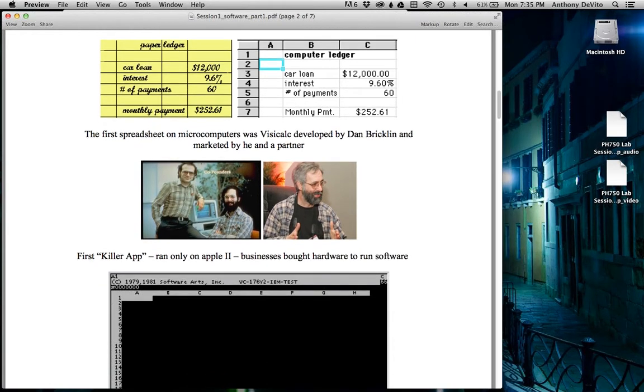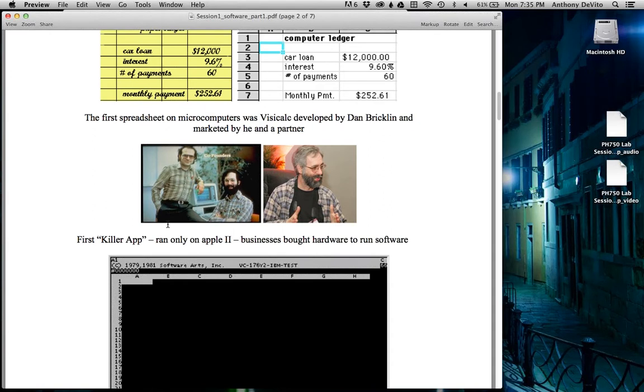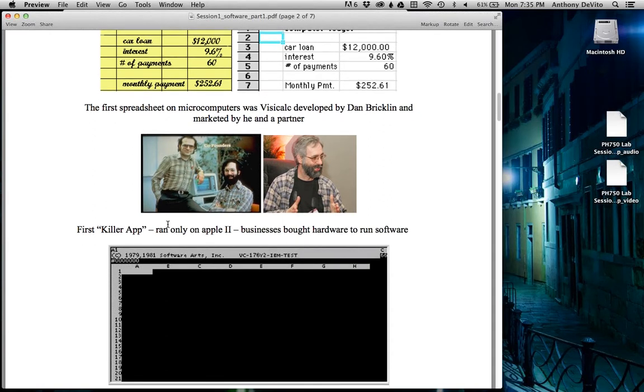Well, around the mid-70s, a couple of guys put together a program. Dan Bricklin and a partner of his put together a program called VisiCalc. VisiCalc was the first spreadsheet on microcomputers.